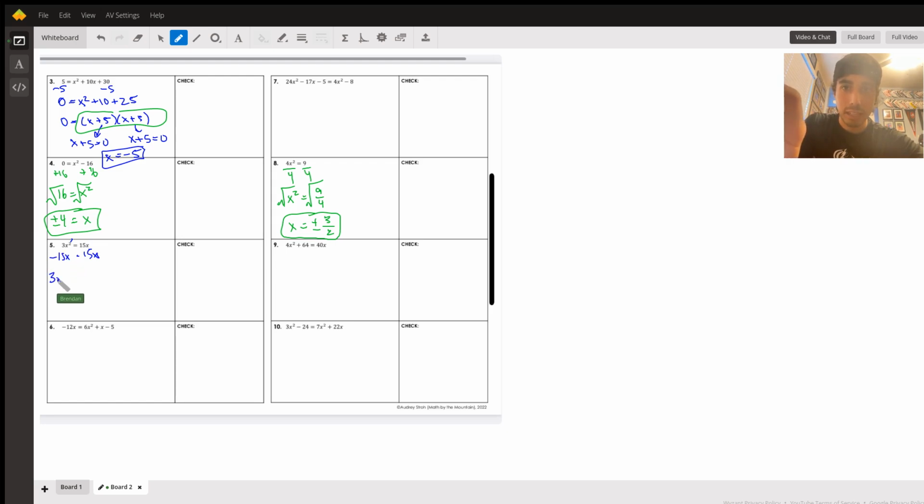That gives us 3x squared minus 15x equals 0. Notice I can't combine these two. They are not like terms. They don't have the same exponent. This is a squared, and there is not a squared here. So I cannot combine these. So when I do 3x squared minus 15x, that's all there is to it.